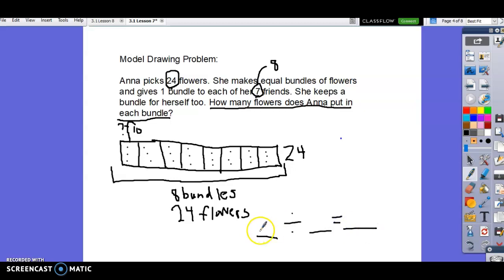Okay, so let's check your answers. We start with our whole, which is 24. That's all of our flowers. We divided them into how many groups? We knew 8. So 24 divided by 8, and my unknown is 3. Good. If you made a mistake in your book of math, go ahead and erase it and fix it, and make sure your problem is correct.